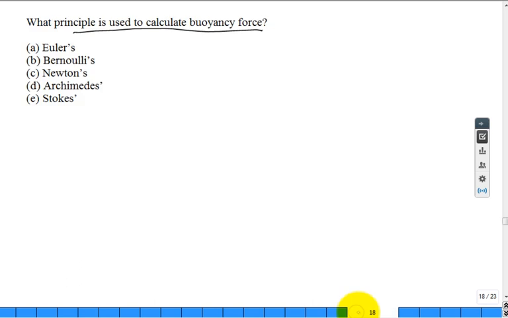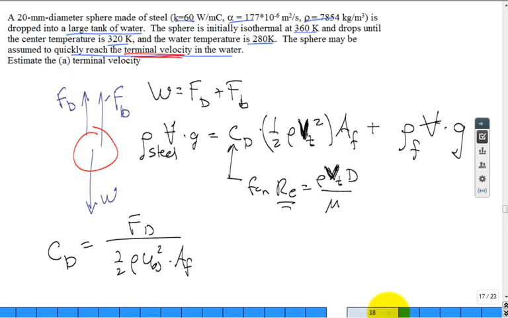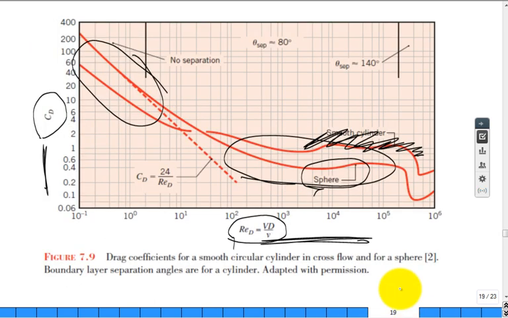Let's take a look here. After you solved a few of these problems, do you think somebody starting with a C sub D of 20-ish would be a good guess? Not unless they anticipate being in Stokes flow. How about 0.06 or 0.05? Not a good guess for C sub D. How about guess around 0.5, 0.4? It'll quickly converge.